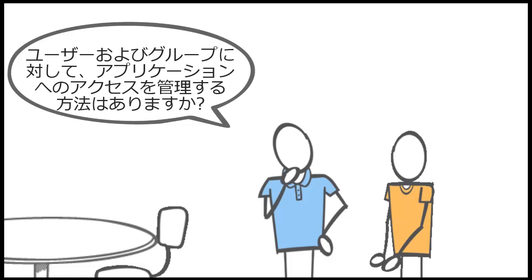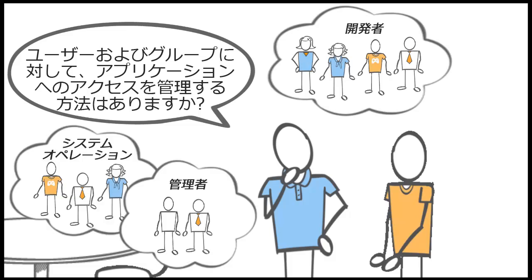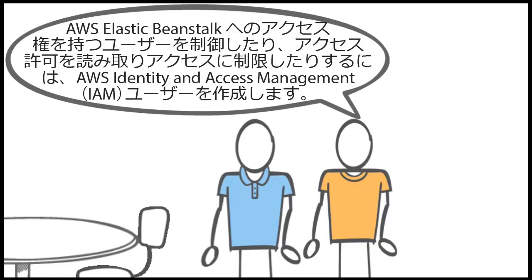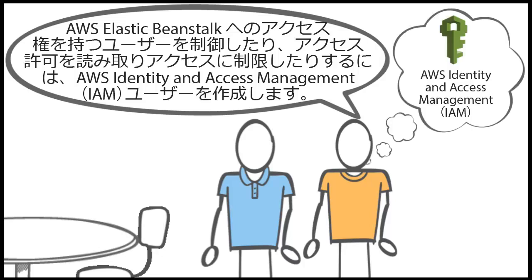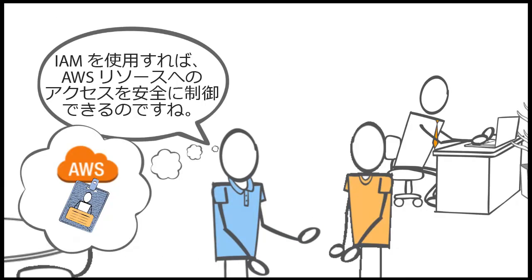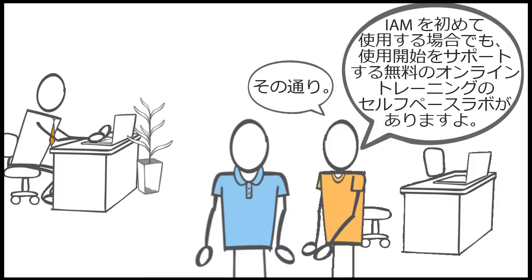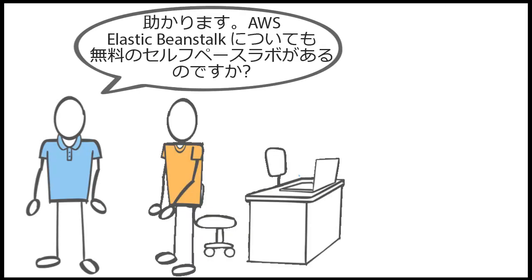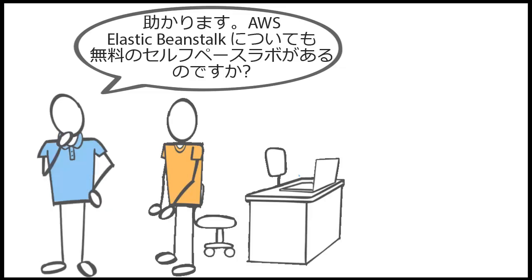Is there a way to manage access to my application for users and groups? You can control which users have access and limit permission to read-only access to AWS Elastic Beanstalk by creating AWS Identity and Access Management users. So with IAM, I can securely control access to my AWS resources? Yes, there is a free training online with a self-paced lab to get you started if you are new to IAM. That's great. Do you know if there is also a free self-paced lab for AWS Elastic Beanstalk?